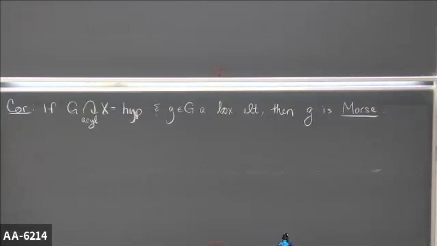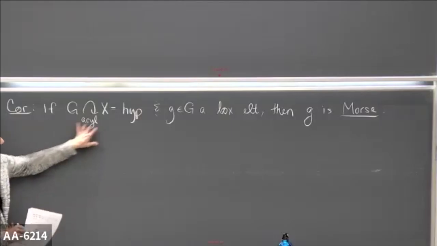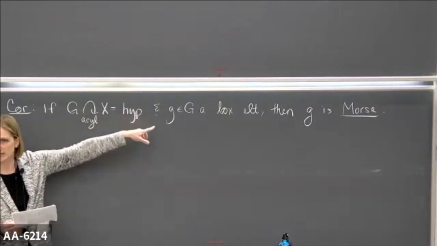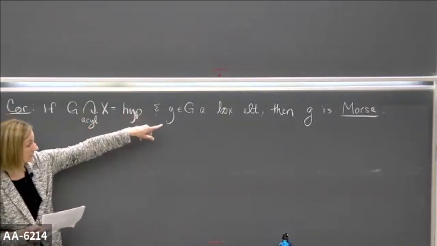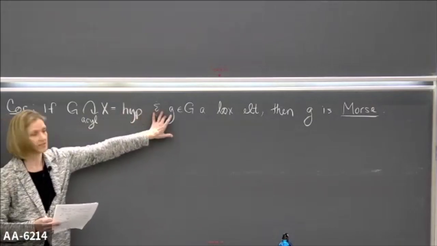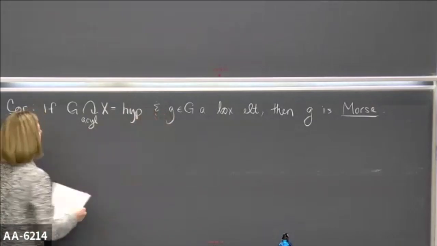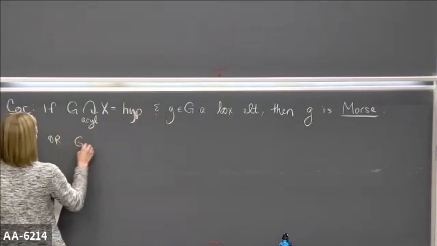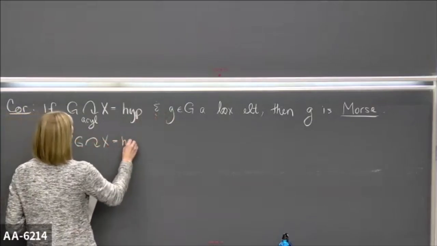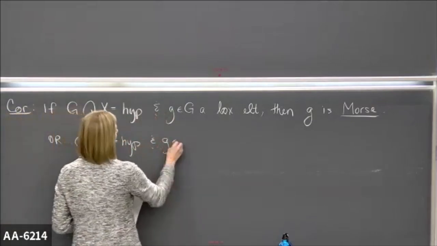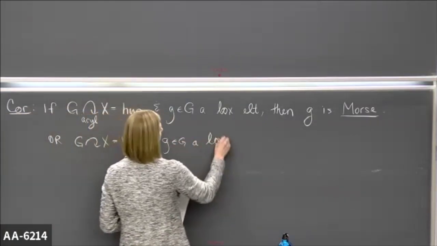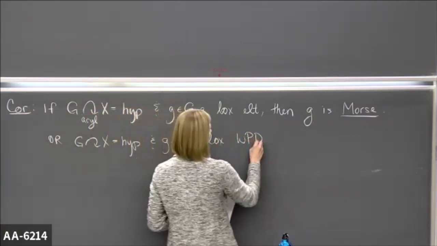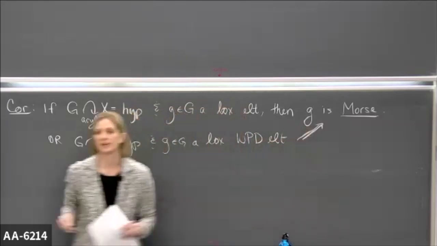And as was pointed out, as we talked about yesterday, you don't actually have to have an acylindrical action on a hyperbolic space to get this kind of hyperbolically embedded subgroups coming from loxodromic elements. So you could also say that G acts on a hyperbolic space and g in G is a loxodromic WPD element. Then you also get that the element is Morse.